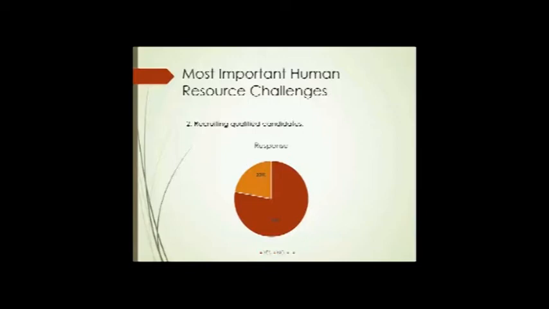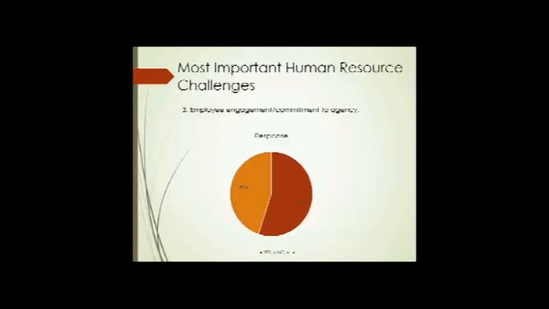Another factor identified by agencies as a challenge was recruiting qualified candidates. 78% said they saw this as a challenge for them in the future. And there are a lot of factors that play into that. In smaller areas, smaller communities, just having the availability of people to respond to ads was mentioned as an issue for small agencies. And the third important human resource challenge identified was employee engagement and commitment to the agency. More than half saw that as a challenge.